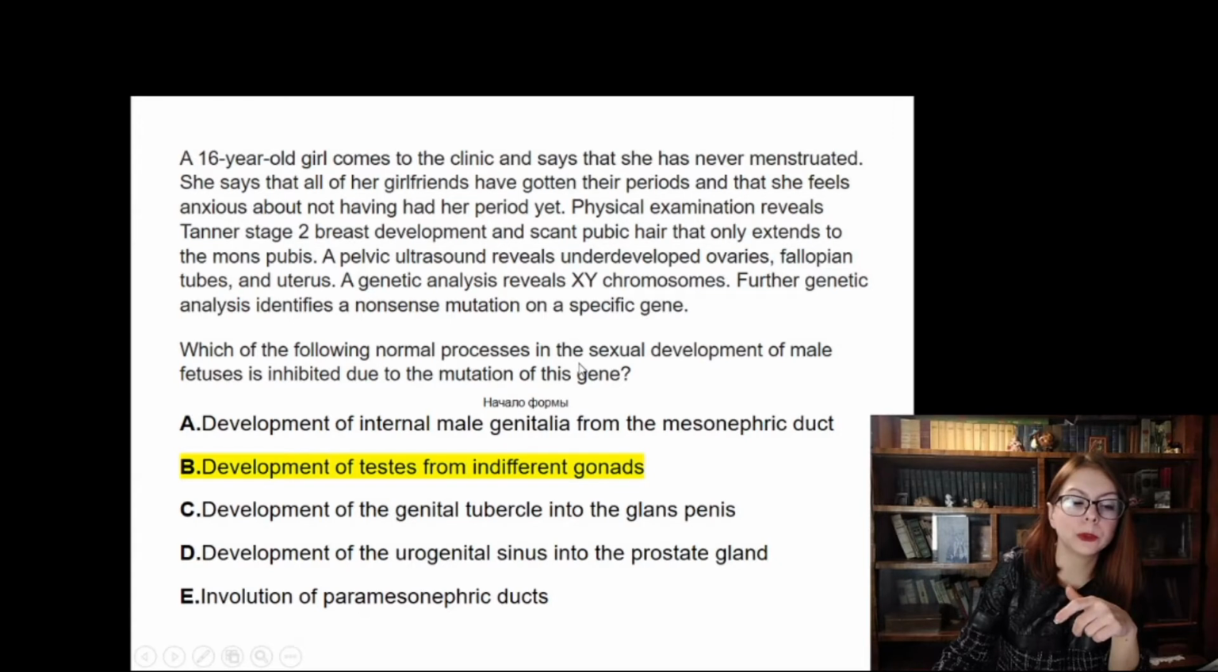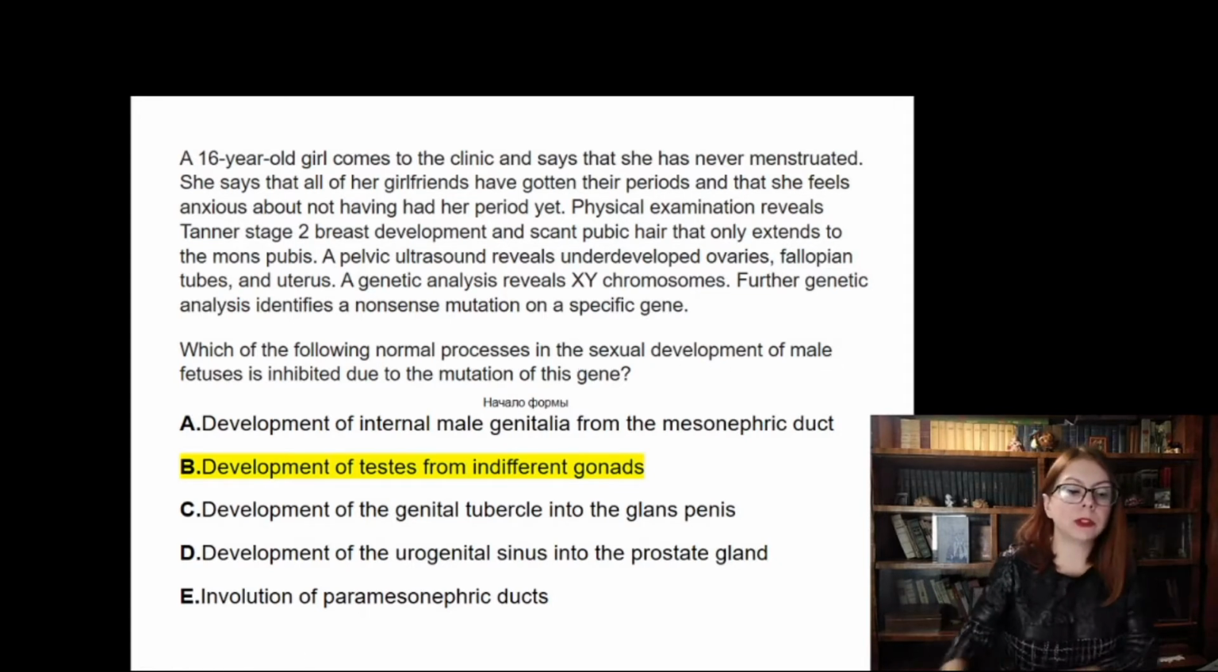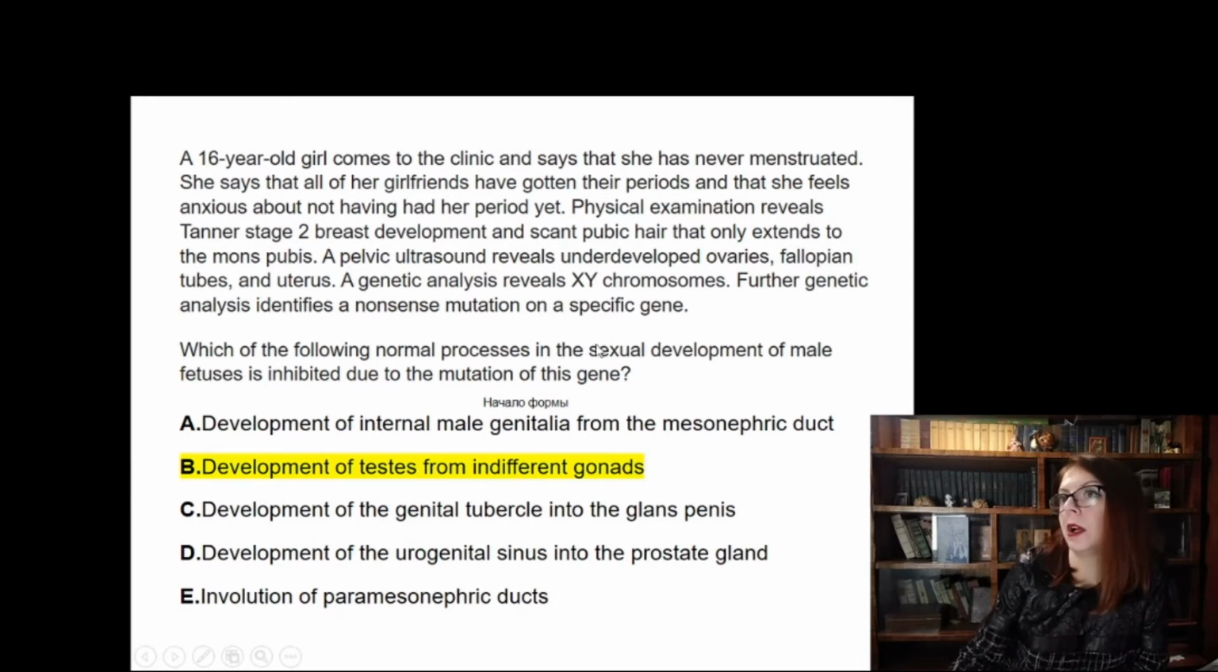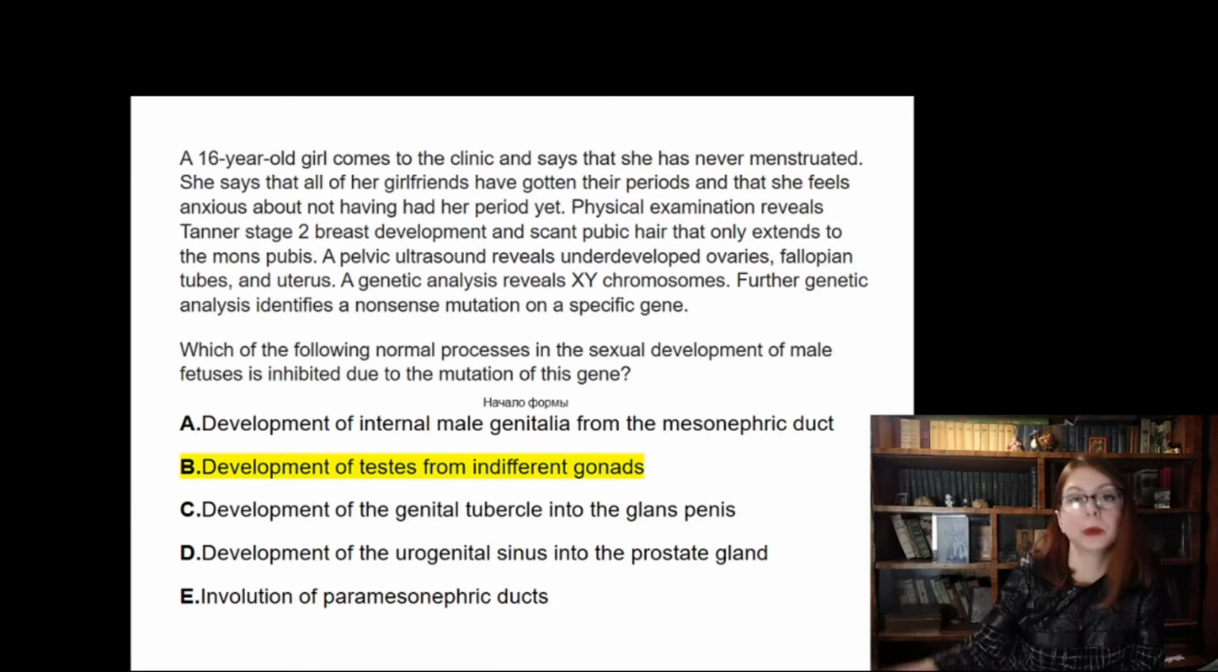Which of the following normal processes in the sexual development of male fetuses is inhibited due to mutation of this gene? What does it mean, the mutation of this gene? Here, the SRY gene is implied. The SRY gene is located on the Y chromosome, and it orchestrates male reproductive system development. So in case it doesn't work, the female system is formed, of course immature and improperly.